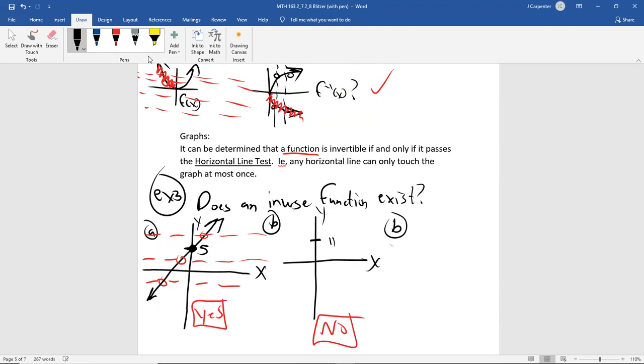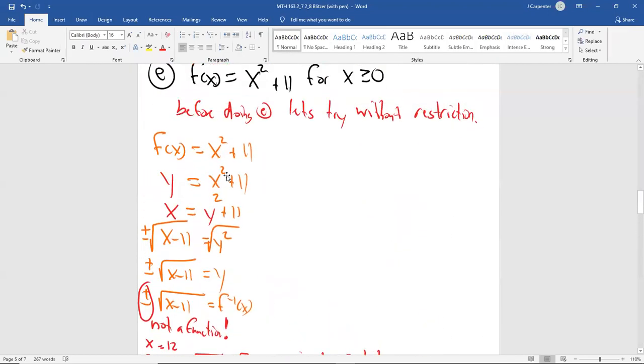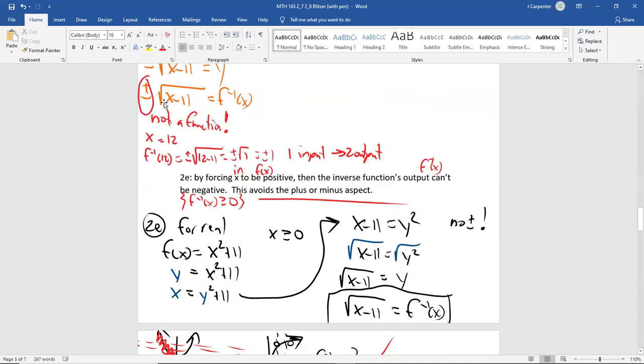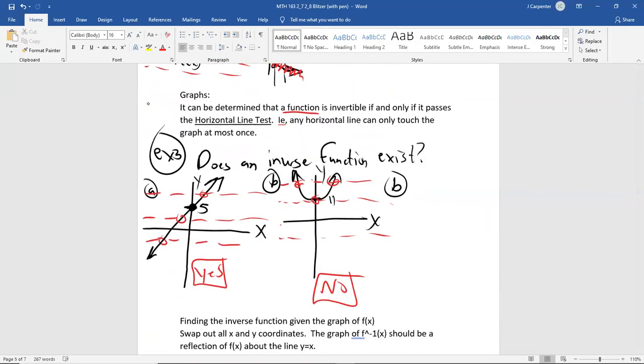So here's a height of 11. Here's our parabola, and here it is failing the horizontal line test miserably. Here it's fine, but anywhere above 11, it fails. So this is literally the graph of 2e in orange ink without the restriction. And it wasn't a function because of the plus or minus aspect. That's when I said it didn't have an inverse function, because the process of finding it gave a plus or minus, which said that was not a function. Same thing here, it fails the horizontal line test, so the inverse isn't a function.